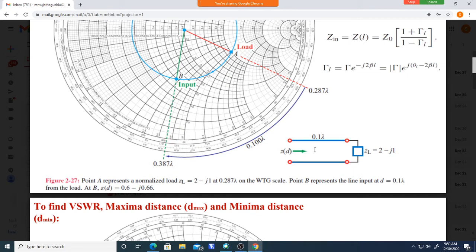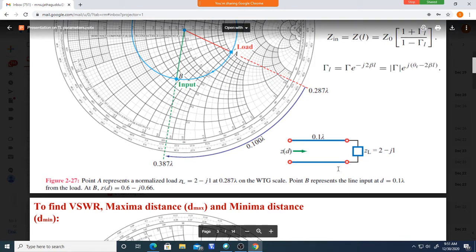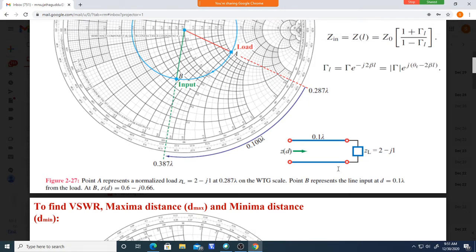To measure that, you cannot do it from here, because you have to use a mathematical equation, the Zin equation. There we have to substitute and simplify the equation. But on the Smith chart, you can easily find out the impedance at a distance of 0.1 lambda from the load.